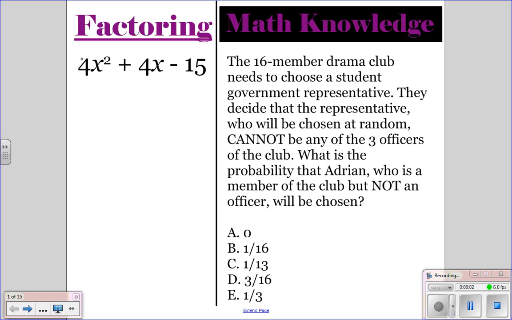Alright, so y'all go ahead and do the factoring and the math knowledge question today. Pause the video, and then once everyone is finished, you can unpause the video and I'll go over the correct answers. So you're going to want to do a remove, replace, reduce here.